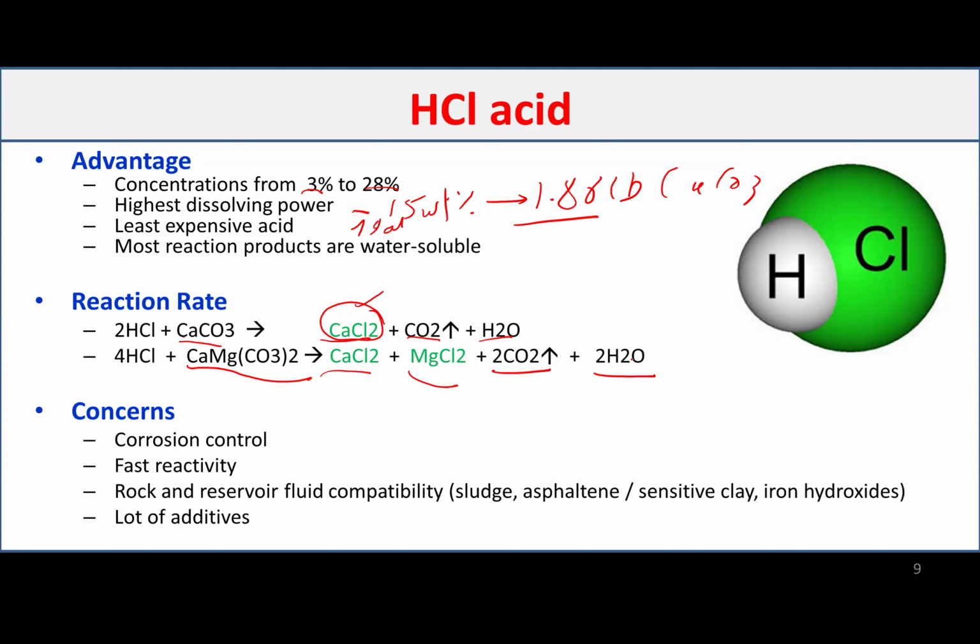Everything is solubilized. However, the concern about HCl is corrosion. HCl is a very strong acid system. It can actually corrode your pipe. So if you are pumping through the casing, a pipe, or coiled tubing, you need to be sure that you have a corrosion inhibitor. Some additives will go with it that allow it to protect the tubing, because you don't want to corrode your pipe. It has a high corrosion rate, so we must use a corrosion inhibitor with it to reduce the corrosion rate to an acceptable level.